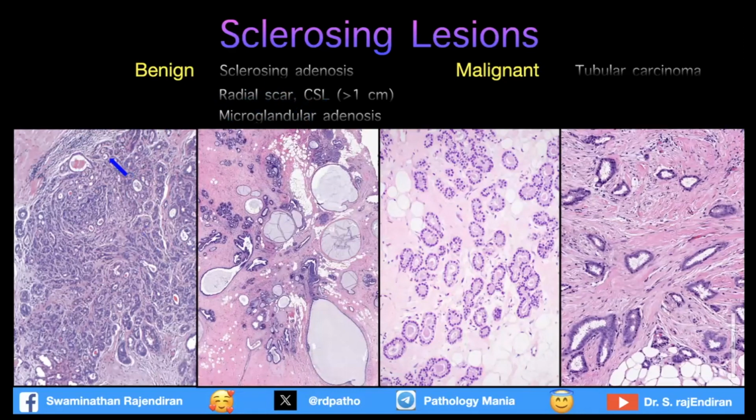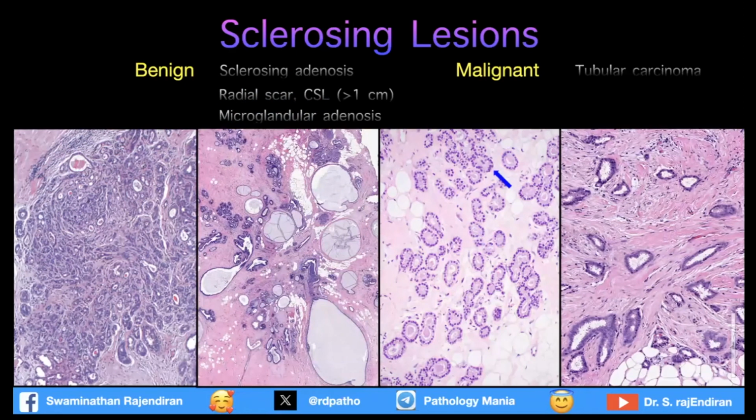This is a picture of sclerosing adenosis where the lobularity is maintained. Here, the lobularity is not maintained, okay? But you can see the central scar and epithelial proliferation. But the main clue is the cysts or the ducts, they get dilated as they are present in the periphery. Peripheral ductular dilatation is very, very important for the diagnosis of radial scar.